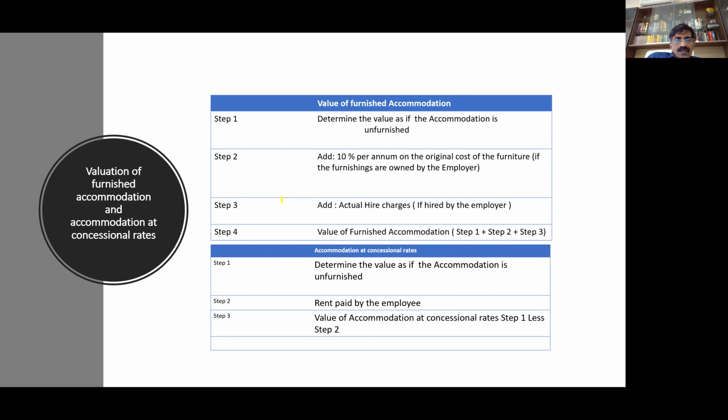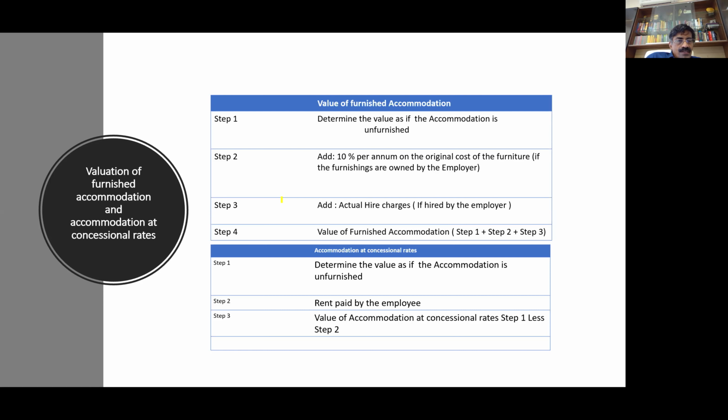Next comes the furnished accommodation, accommodation at concession rates. Furnished accommodation: start with unfurnished, add 10% on straight line method for depreciation if the furnishings are owned by the employer, and if the furnishings are taken on lease by the employer, take the actual hire charges. If you add the two which are given in step 2 and step 3 to step 1, which is the value of unfurnished accommodation, you are going to get the value of furnished accommodation.